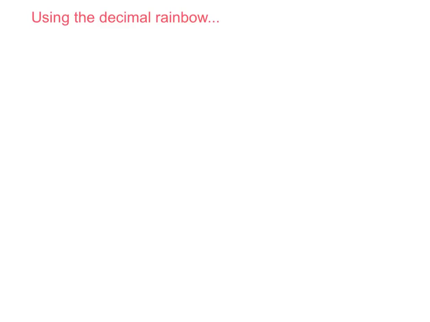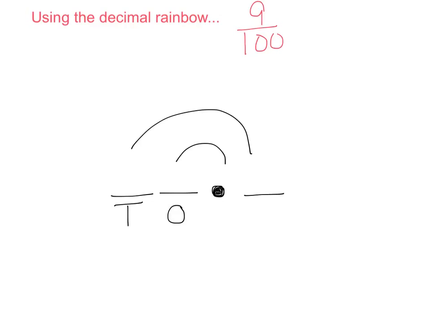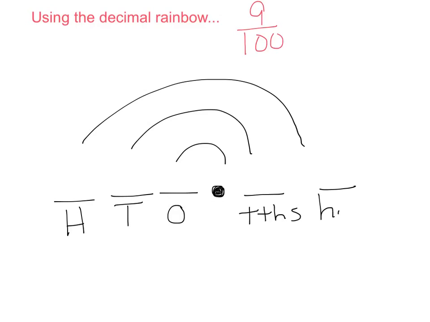9 hundredths. We're going to draw our decimal rainbow again. And the ones goes to the decimal point. The tens goes to the tenths, and the hundreds goes to the hundredths. So when I look at my denominator in my fraction, I have 100. So that tells me that my digit that's in the numerator spot is going to go in the hundredths place.